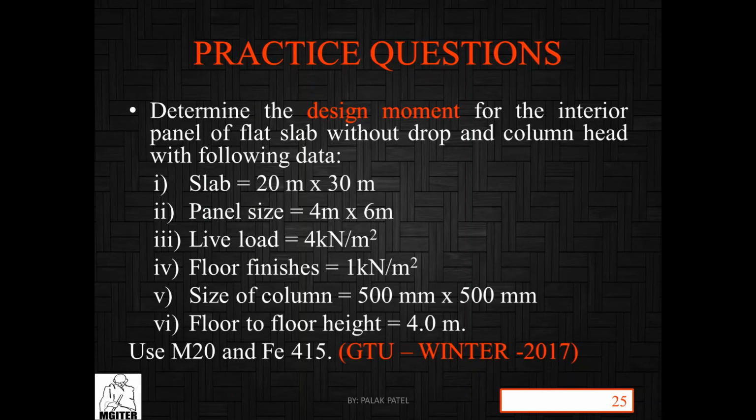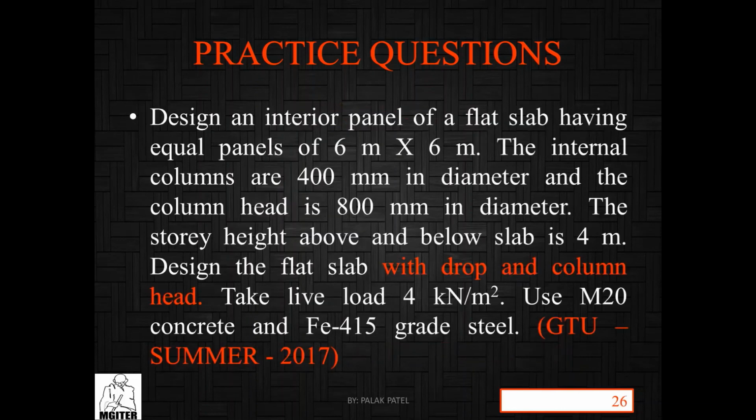The second example is: design an interior panel of a flat slab having equal panels of 6 by 6 meter. The internal columns are 400 mm in diameter and the column head is 800 mm in diameter. Story height above and below the slab is 4 meter. Design the flat slab with drop and column head, take a live load of 4 kN per square meter and use M20 concrete and Fe415 grade of steel. This type of example was asked in GTU summer 2017.